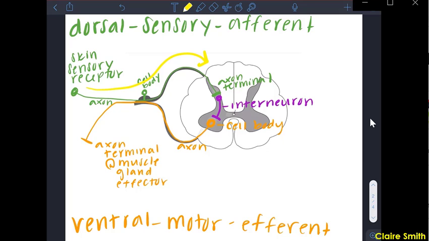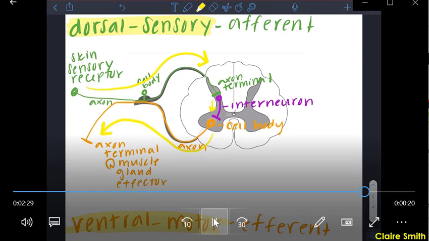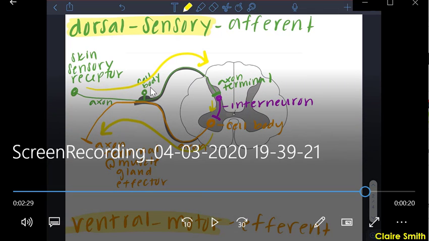So sensory information is going to come in that dorsal side, be integrated in the interneuron within the CNS, and then motor information is going to leave the ventral side. And it's always going to go that same way. So again, dorsal is always sensory, ventral is always motor. It's important you know that, but it's also important that you know where you can find the cell bodies and the axon terminals of these different types of neurons.